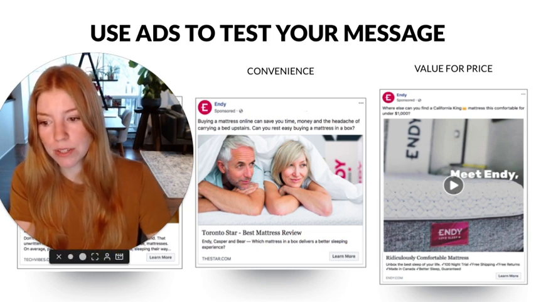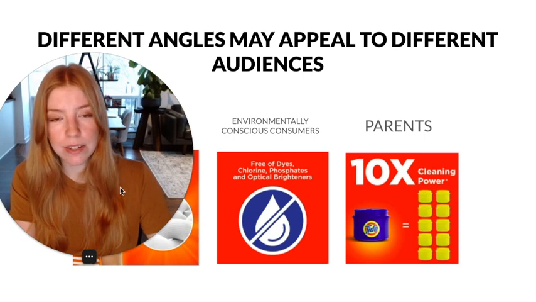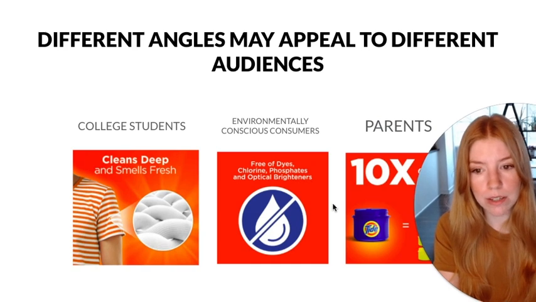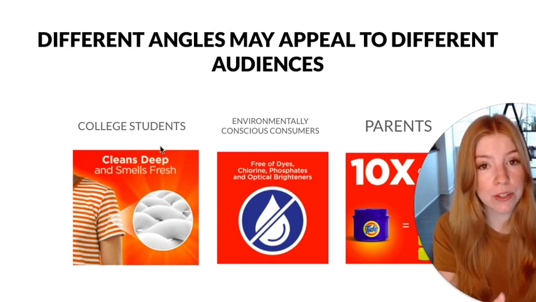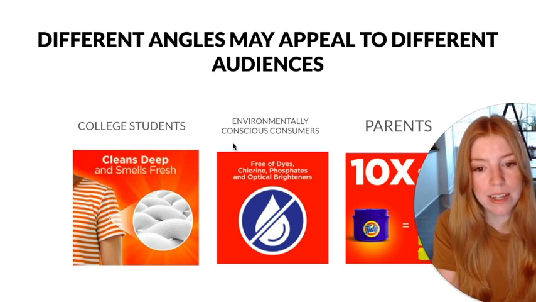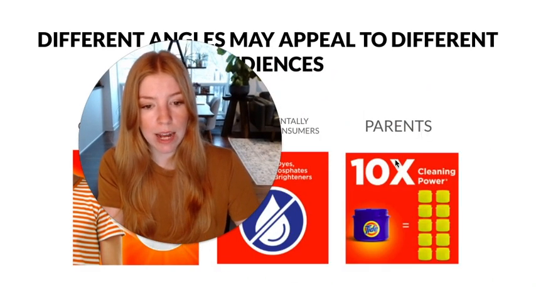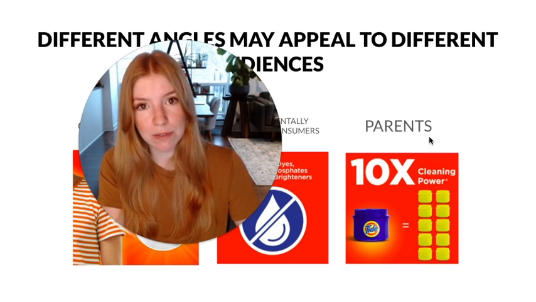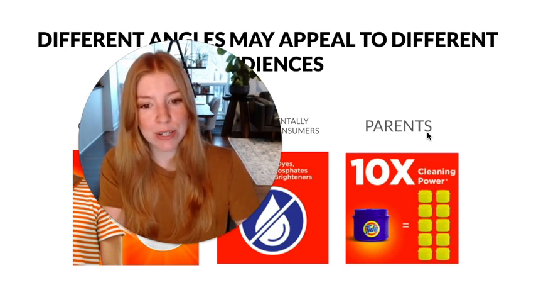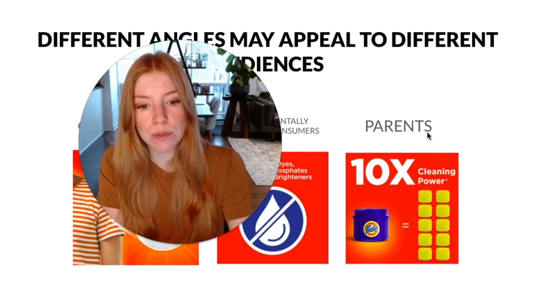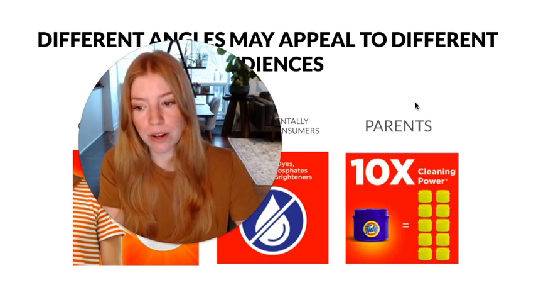One last thing I want to note is that you should consider that different angles are going to appeal to different audiences. So for example, the smelling fresh angle might appeal to college students or younger people. The free of these chemicals angle might appeal to environmentally conscious consumers. The angle about it having high cleaning power might appeal to parents the most because they've got messy kids that they need to clean up after. So this is something else to consider when you're planning your tests for your advertising, is how these different angles might appeal to different audiences.